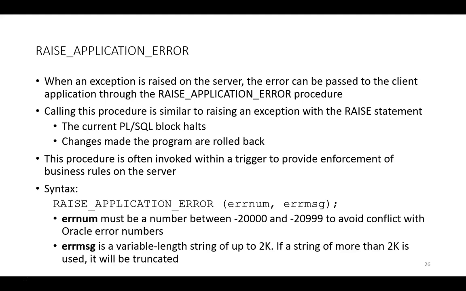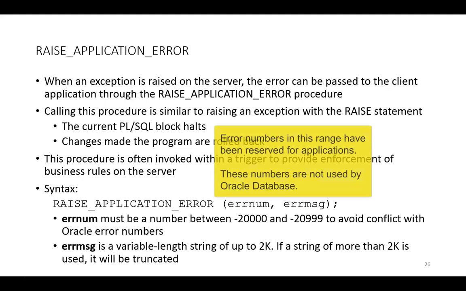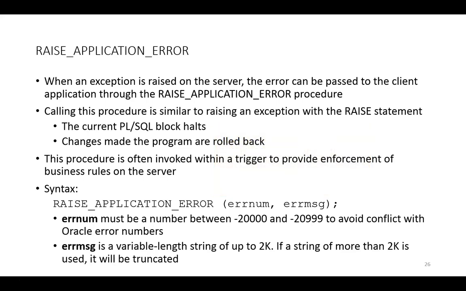The number is in the range of minus 20,000 to minus 20,999. If you look in the Oracle documentation, ORA error messages within this range have been reserved for an installation. They're user-defined error numbers. The error message will be a string of characters, up to 2,000 characters, that will be returned to the application, appended to that error message.